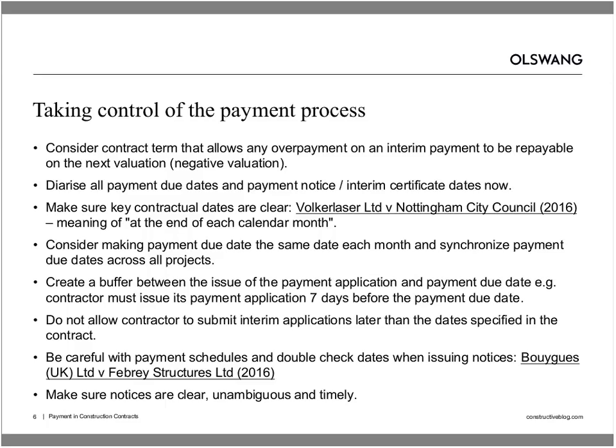I think related to that is make sure that key contractual dates are absolutely clear. We had a decision earlier this year, part of which was about the meaning of a term in a building contract, which said that a notice was to be served at the end of each calendar month. And what does that mean? Does that mean that it has to be served on the last day of the month or within a few days either way? It's not clear, and it's much better, I think, to use specific days rather than imprecise language, such as appeared in the Nottingham City Council case.